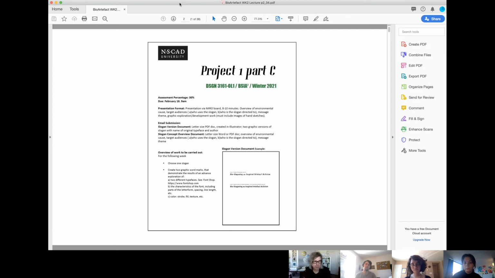This is going to be a more formal presentation, although I'm not asking for slides. Your slides could be on the Miro board, using Miro as the platform from which to give this presentation. Basically, you want to start with an overview of the environmental cause. Again, you're practicing talking about this and synthesizing all that you've researched into a concise introduction.